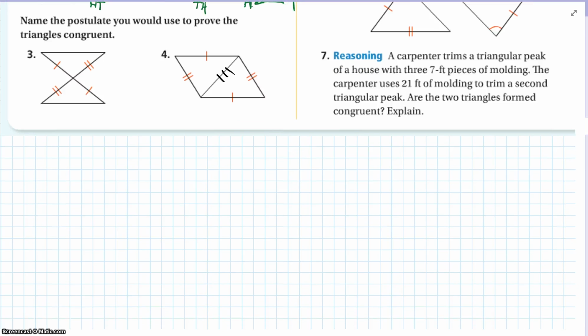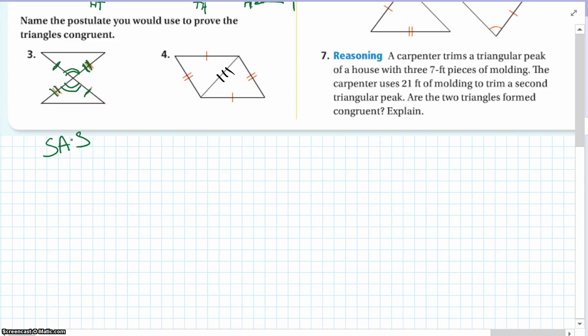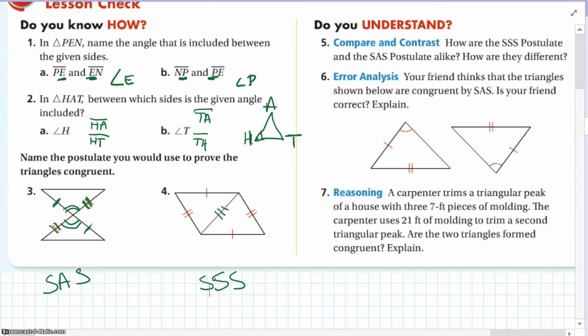Okay, number 3. Name a postulate you'd use to prove the triangles congruent. Well, I have a side and a side. I have a side and a side. Oh, and look, vertical angles are congruent. So I can use side angle side for number 3. Okay, number 4, I have two sides that were given, and we know this side, since it's used in both, by reflexive property, it's congruent to itself. So number 4, we can use side, side, side.